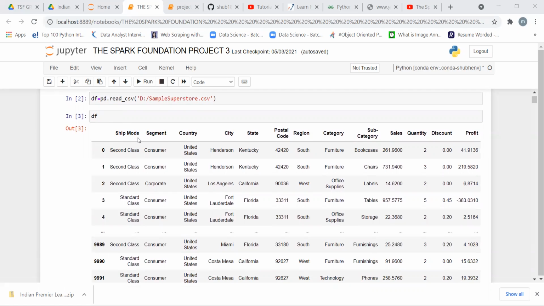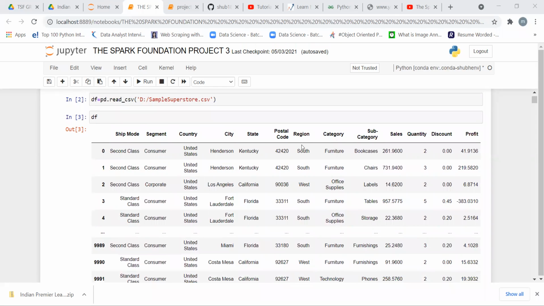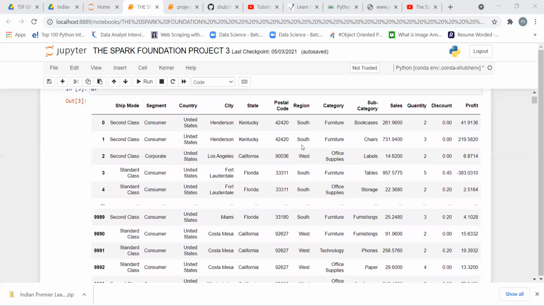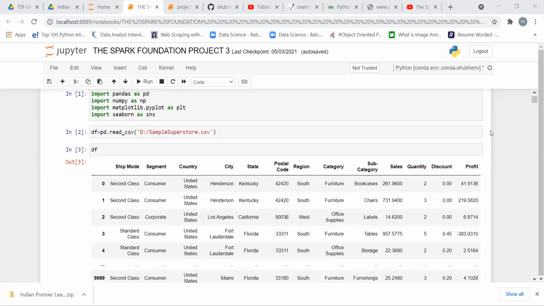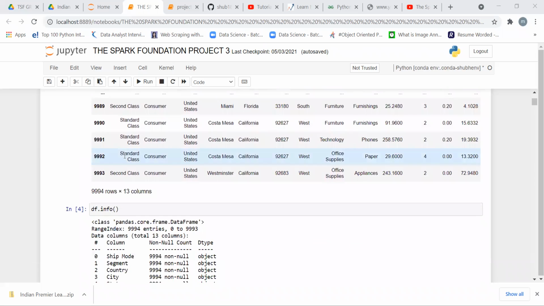Here the data set has ship mode, segment, country, city, state, postal code, region, category, sub-category, sales, quantity, discount and profit. Now in this data set we analyze profit in terms of these features: ship mode, segment, country, city and so on. The data set has 13 columns and 9994 rows.